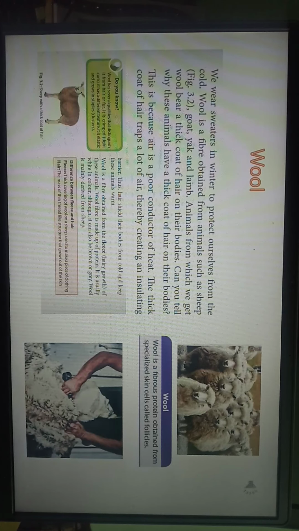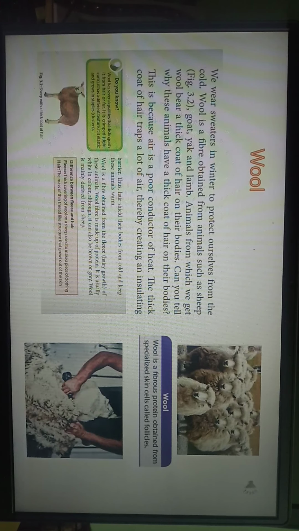What is wool? In Hindi we call it oon. And we wear woolen clothes during the winter season. Why do we wear sweaters and woolen clothes in winters? In order to protect ourselves from the cold, isn't it? During cold climatic conditions, we wear woolen clothes so that we do not feel cold.